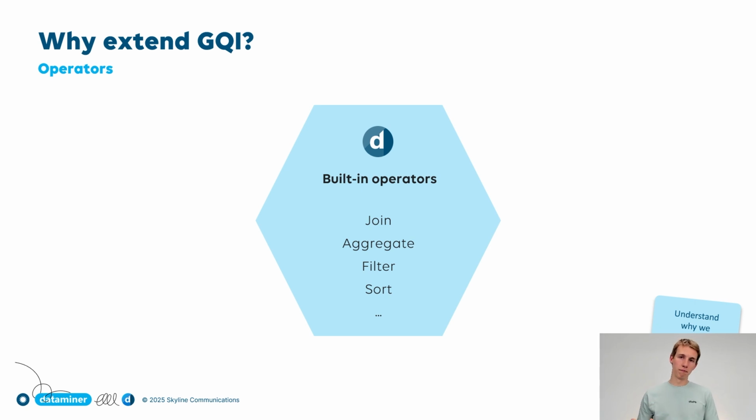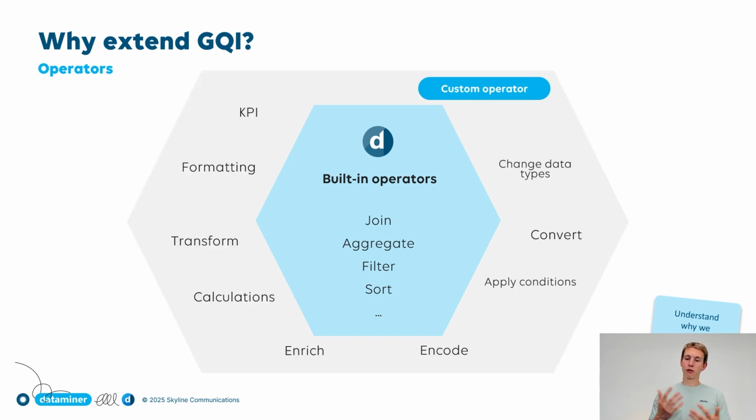Next to this, there are also the operators. We have a limited list of operators that we support: the join, aggregation, filtering, and sorting. But of course, you might want to change data types, filter out some data, do some complex calculations on your different columns, maybe enrich your data, etc. It won't always be possible with the standard operators that we provide. But you can create custom operators to do that. You can use those within the GQI module, and then you will be able to apply them on your data sets.